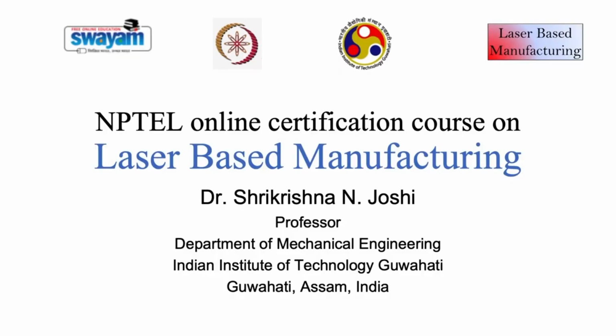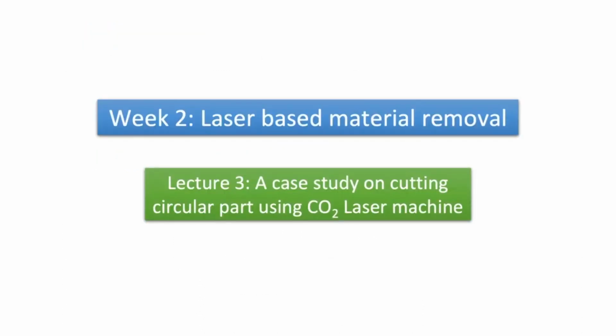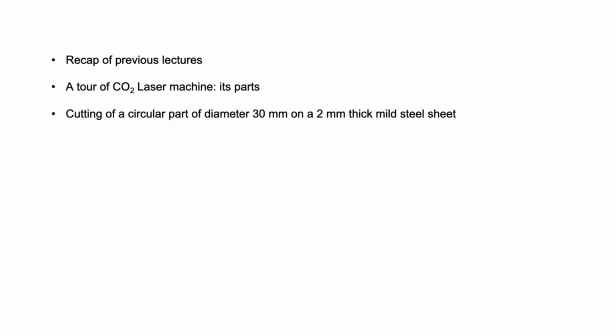Hello everyone, I welcome you all to lecture 3 of week 2. In this lecture, we will be looking at a case study on how to cut a circular work part by using a CO2 laser machine. So let us begin lecture 3 of week 2. As I mentioned, we will be using a gas laser, that is a CO2 laser machine, and we will be cutting a circular part of about 30 mm using this machine. So let us start the journey.